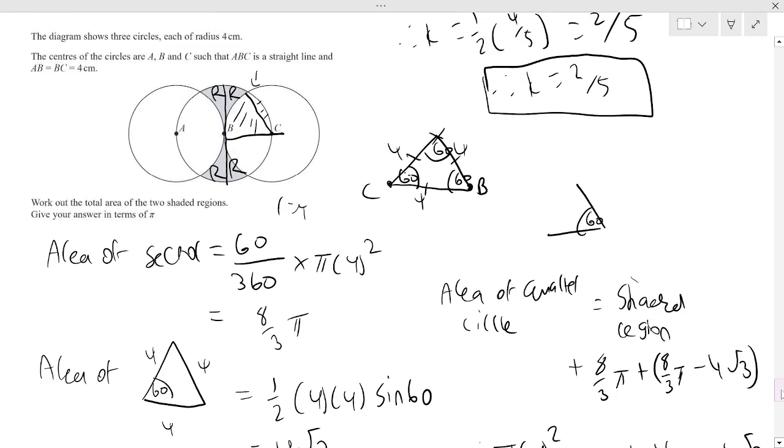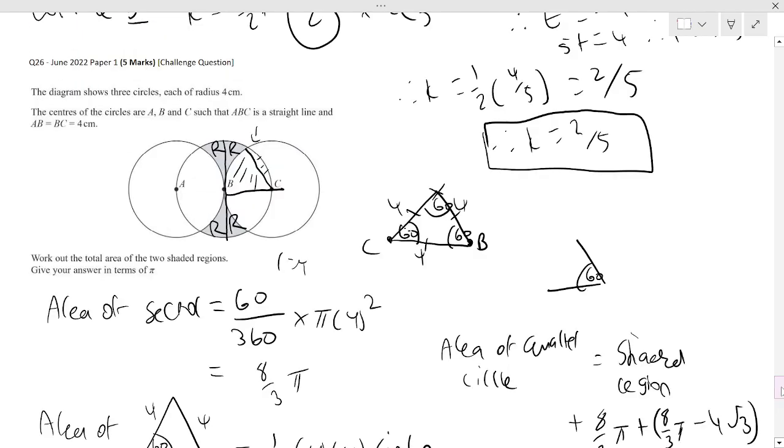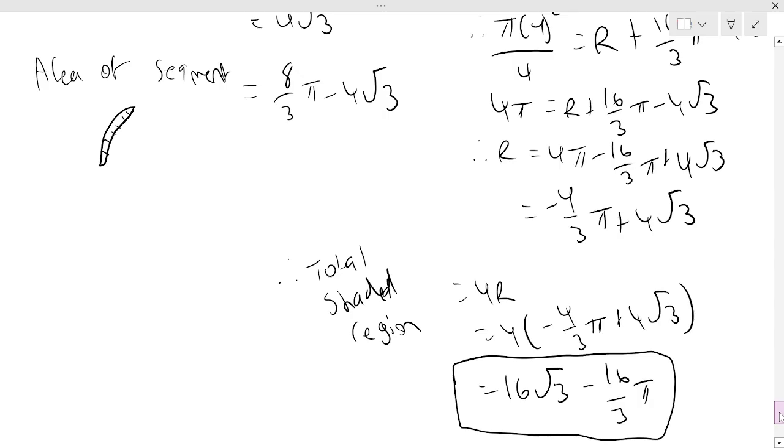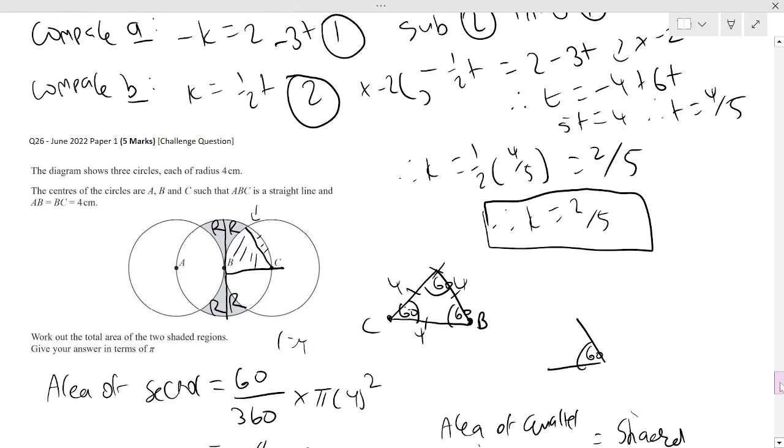Let me just double check that, and then I'll check that question as well. 16 root 3 minus 16 over 3 pi. Great. Okay, that was right. Lovely. Okay, let me check the question now. But if there is any more, I'll try and help in the meantime.